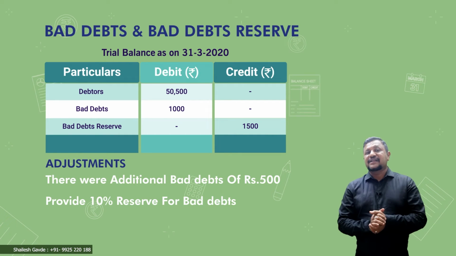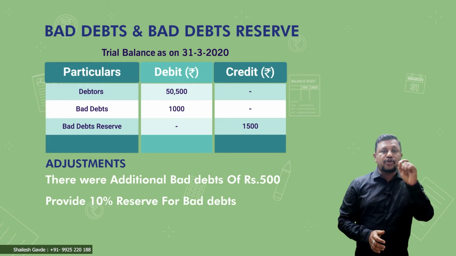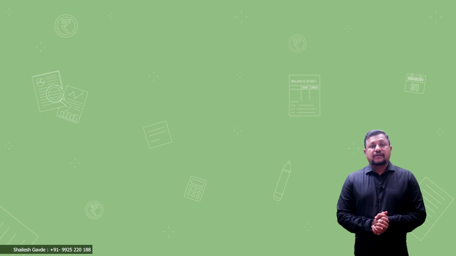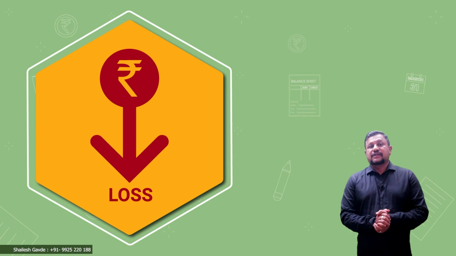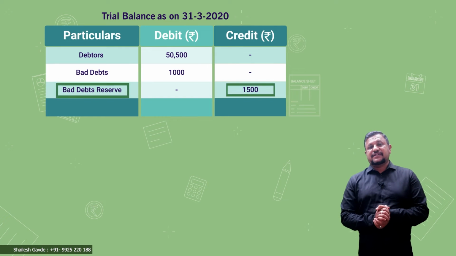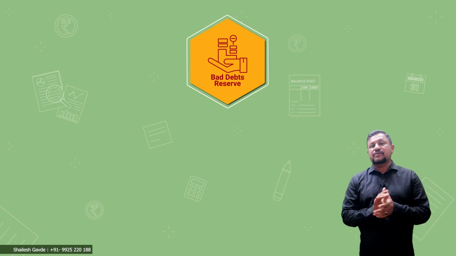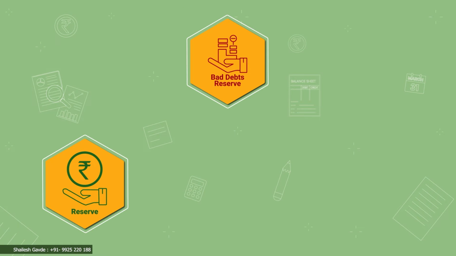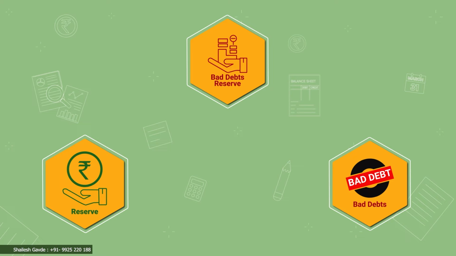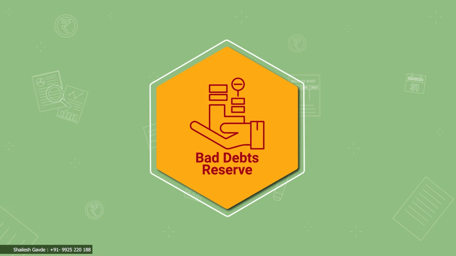Well, bad debts is the amount which the customer has not paid. It is our loss. Well, bad debts reserve is given in the trial balance. First, let us understand what is bad debts reserve. A reserve which is created to cover the loss of bad debts is known as bad debts reserve.